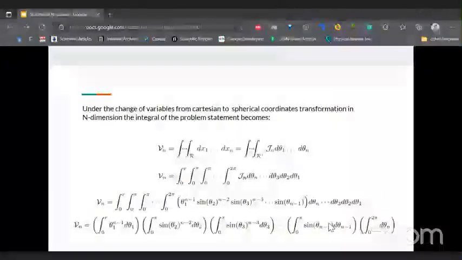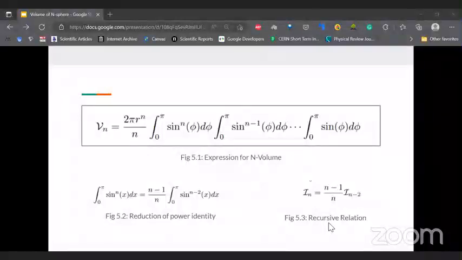So we can swap them out for phi and it won't change the answer. The way we evaluate this form that we have obtained for the volume is by using the reduction of power identity that you're probably aware of. And then if you consider the integral from 0 to pi of sine to the power of n x dx to be I_n, then we can use the recursive relationship as shown in 5.3 to obtain the values.